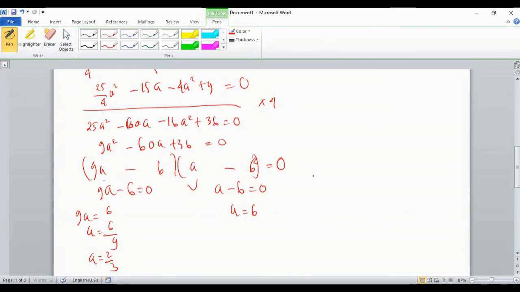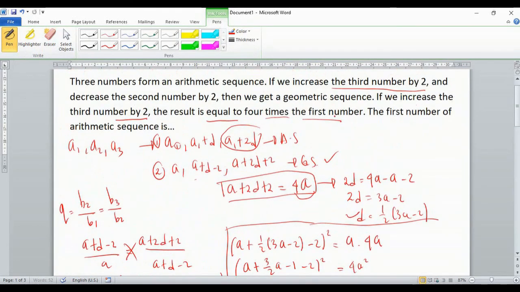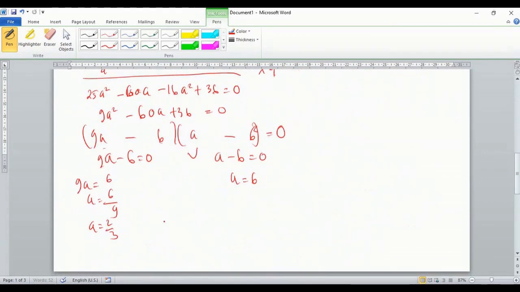So you already found the first number of the arithmetic sequence. If you want to find the arithmetic sequence, you can continue that. But that's enough to find a equals 2 over 3 and then a equals 6, everyone.